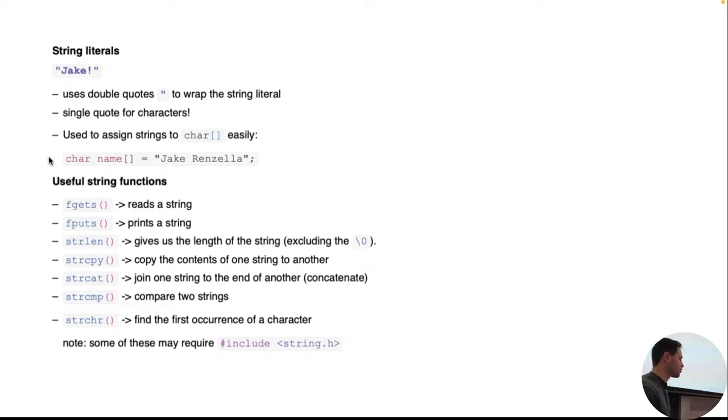So if you look at this string literal, how many characters are in it? Six. Yeah, exactly. Why? Four for Jake, there's the exclamation mark, and there's the null terminator at the end. But don't get confused when you call string length, which is a function in C that gives us the length of a string, it doesn't count the null terminator.